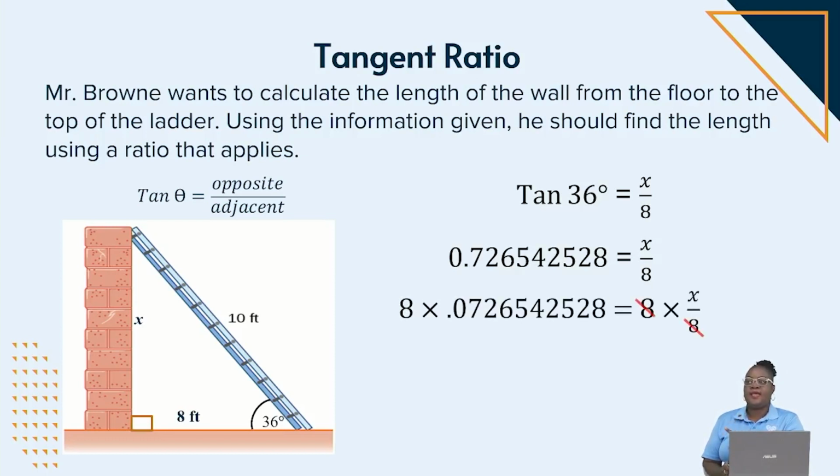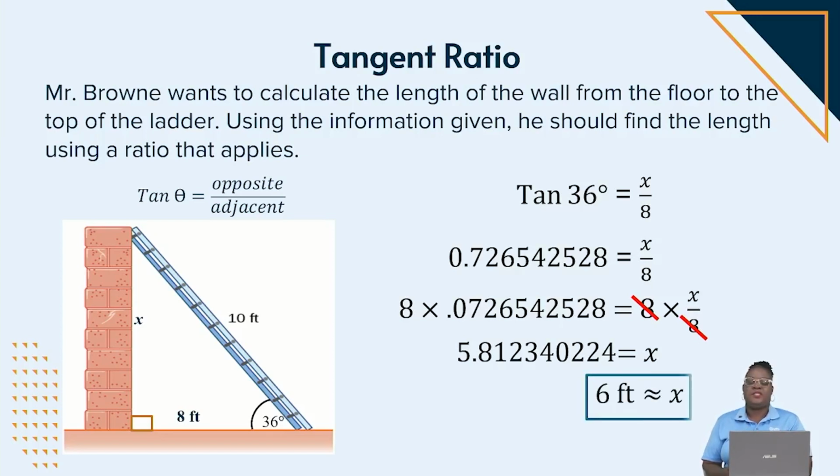Therefore, x will be equal to 5.8123402. You might think this is long, but then you can approximate our answer to the nearest whole number, and that would be 6 feet. X is approximately 6 feet. Remember, when we did Pythagoras theorem, we still ended up with 6 feet. There we didn't need an angle, we just needed two sides, which we had.